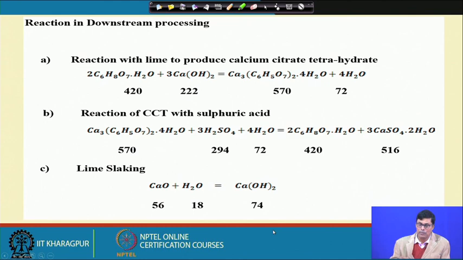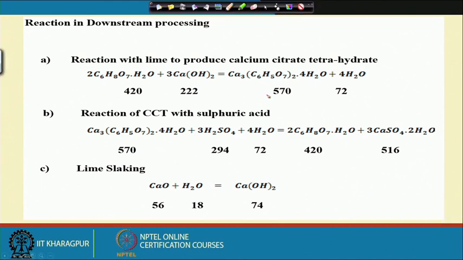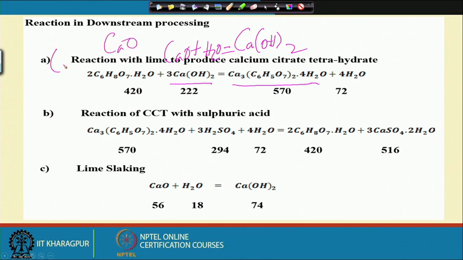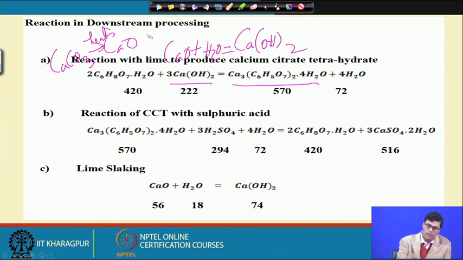Now, the question comes of how we can do the material analysis of the process. For calcium citrate formation, how much lime is required? As you know, lime, this calcium hydroxide, is produced from calcium oxide plus H2O. Now, how is calcium oxide formed? From calcium carbonate. If you heat calcium carbonate, it will give calcium oxide and carbon dioxide.